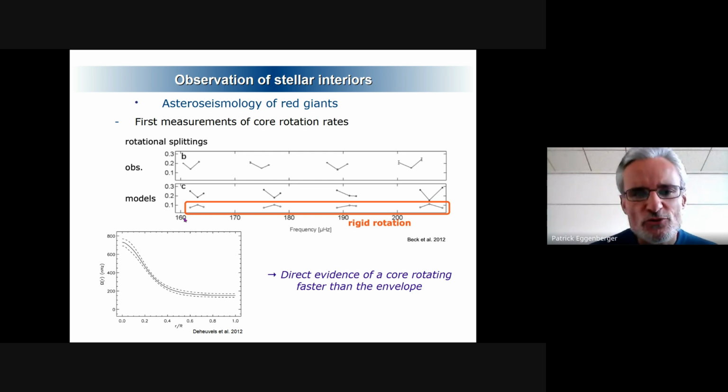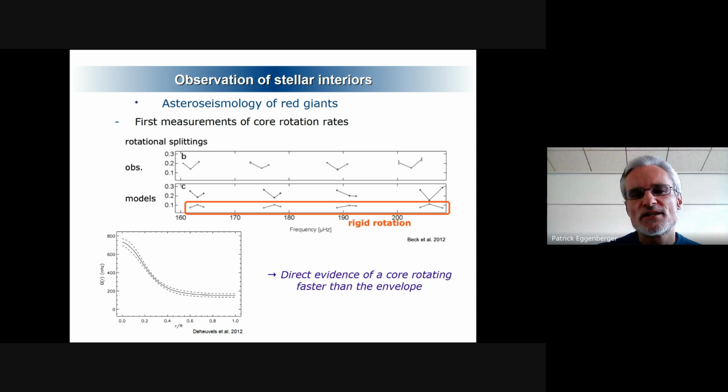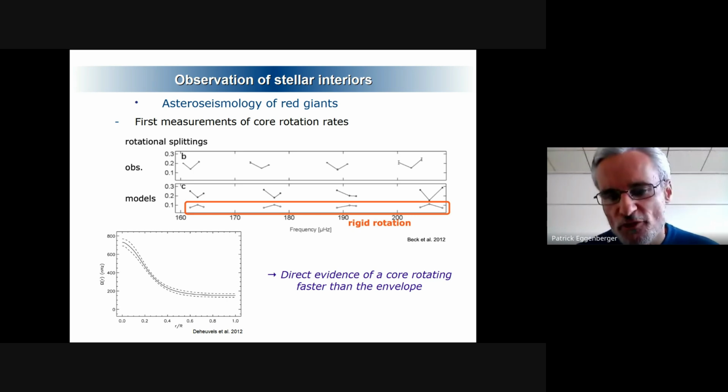I will not go into too much detail, but this is what is called rotational splitting. You see the prediction if the star were rotating as a solid body, like the Sun. Directly, observations show that instead of this shape, we have a V shape. From this V shape, we know that the core is rotating more rapidly than the external layer. So this is clear from the beginning. Then we can go into a bit more detail to obtain the core rotation rate, and we see in this particular determination that the core is rotating approximately 10 times more rapidly than the surface.